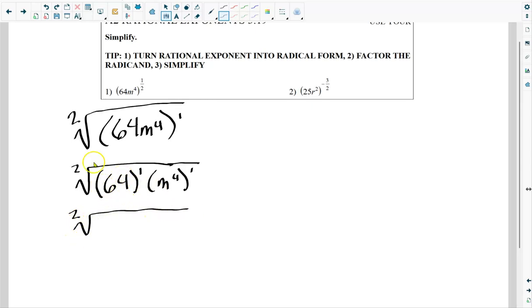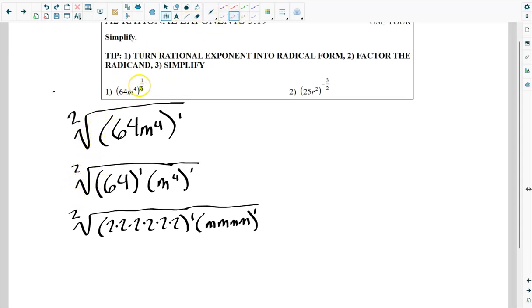I'm going to save us time from doing the factor tree on the side. You guys can do it on the side. But in here, I know 2 times 2 is 4, 8, 16, 32, 64. Okay, one time. And m.